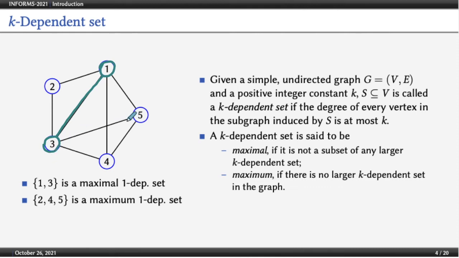In fact, we can show that this is a maximal one-dependent set, meaning that it is not a subset of any larger one-dependent set, but it is not the largest one-dependent set in the graph, because if we look at another one consisting of the remaining vertices 2, 4, and 5, then we can see that the corresponding induced subgraph contains 3 vertices, and it is a one-dependent set, and it happens to be the maximum one-dependent set in this particular graph.